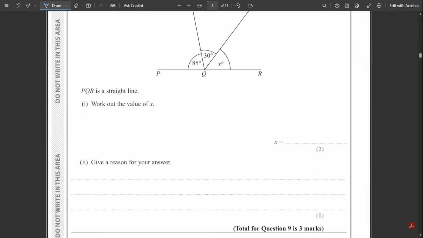Work out the value of x. Remember, PQR is a straight line, it says that there as well. Angles on a straight line add up to 180 degrees. So we've got two angles and we need to find the third one, and they should add up to 180 degrees. So all you're doing is taking away 85 and 30. Sorry, so we're going to take away 115 from 180. 180 take away 115 gives you 65 as your answer.